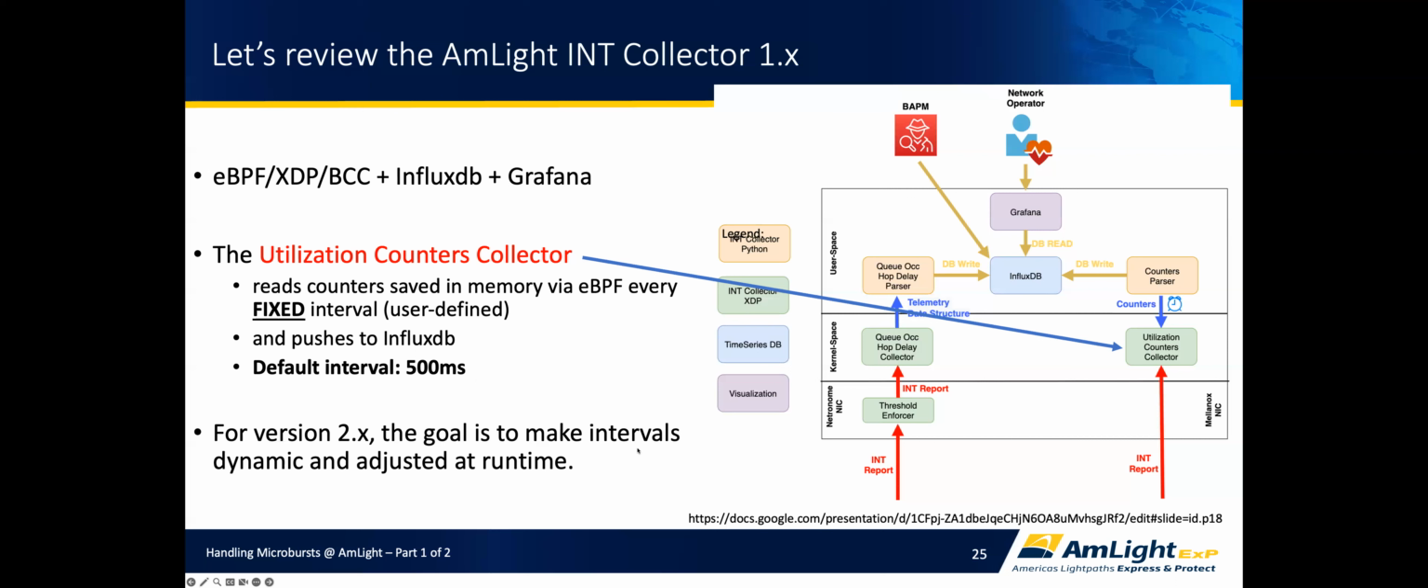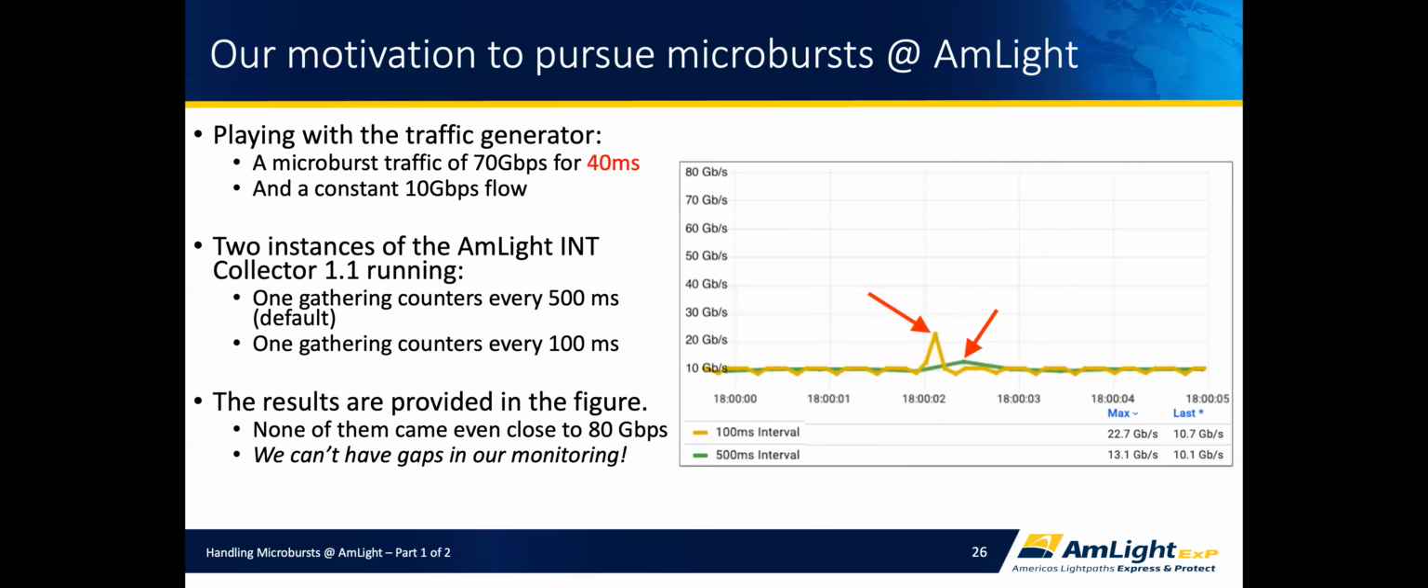So the goal for this version 2.0 is to be dynamic and adjusted at runtime. It's not dynamic in the sense that it learns by itself, but we want to get to that point. So this was our motivation. I know that I showed slides that compared with SNMP and JTI, and that by itself was a proof that something had to be improved. But that came a long time after this one.